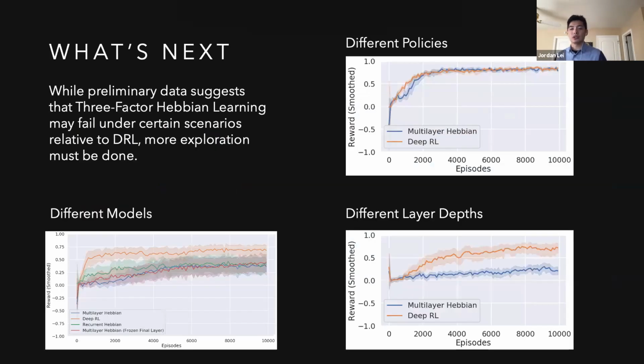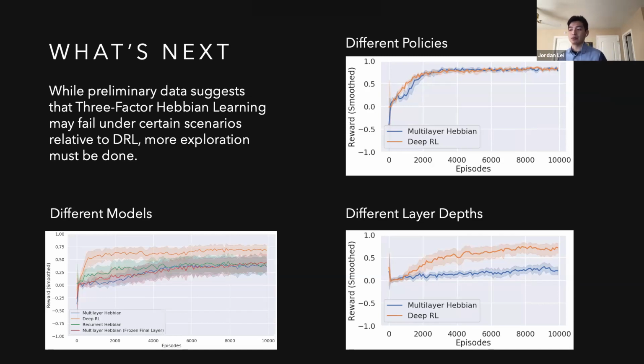While these results are very interesting, I don't want to leave you with the impression that it's as simple as deep reinforcement learning always works and Hebbian learning never works as well. In fact, what we're currently looking at is, for example, different policies for action selection, where we've discovered that under very specific conditions, multi-layer Hebbian learning can actually recover its performance and once again become competitive with deep reinforcement learning models.